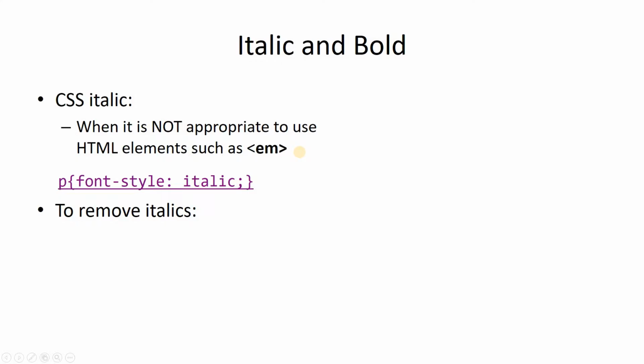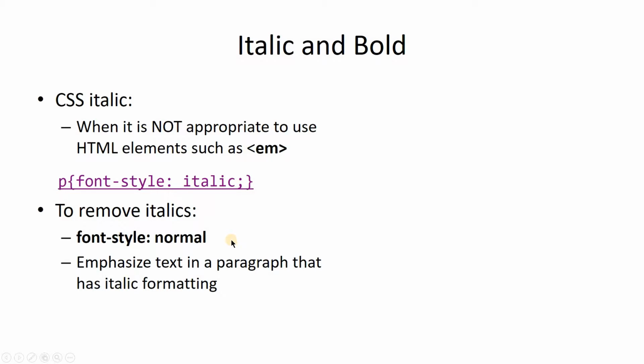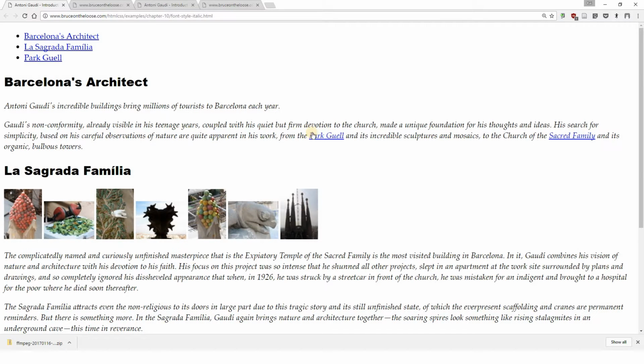Okay, you can also remove the effects of italic, and what you say is font style, instead of using italic, put normal, and this can be useful when you want to emphasize text in a paragraph that already has italic formatting. For example, here the whole entire paragraph is italic, and any unitalic text actually would stand out.